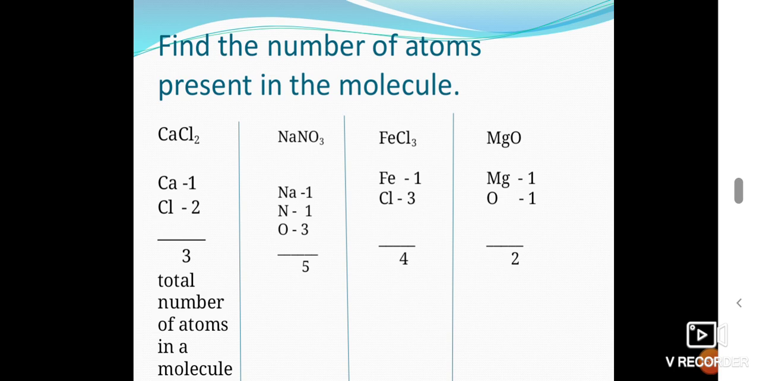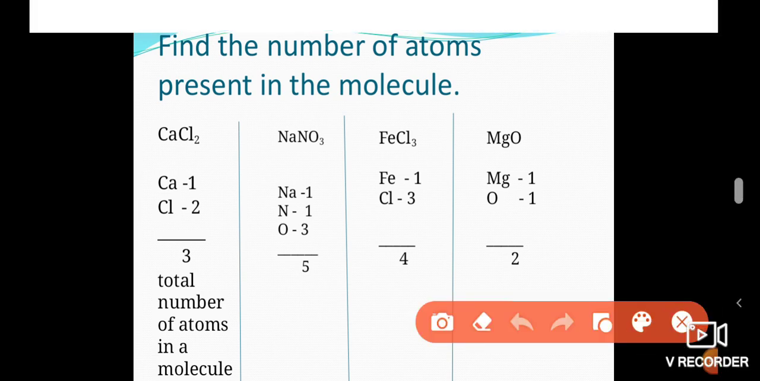Next we do some problems to find out the number of atoms present in a molecule. Let us do the first one, CaCl2. This is the chemical formula of calcium chloride. First step, calcium. How many calcium atoms are there? After Ca there is no number. That indicates only one calcium atom, so we put 1.